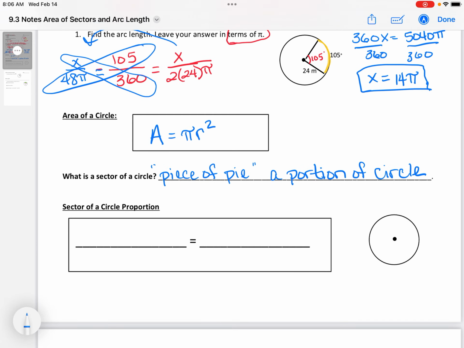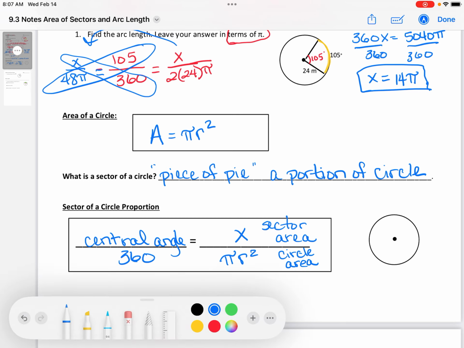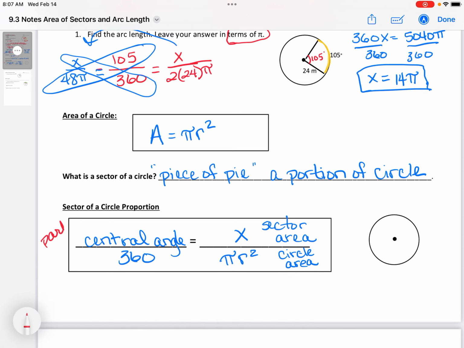So, okay. So the proportion is going to be the same first fraction. So we're going to have central angle over 360. So that stays the same for either one. But then we're going to have sector area over area. So it's kind of like part over whole, right? Could have said that earlier, probably.